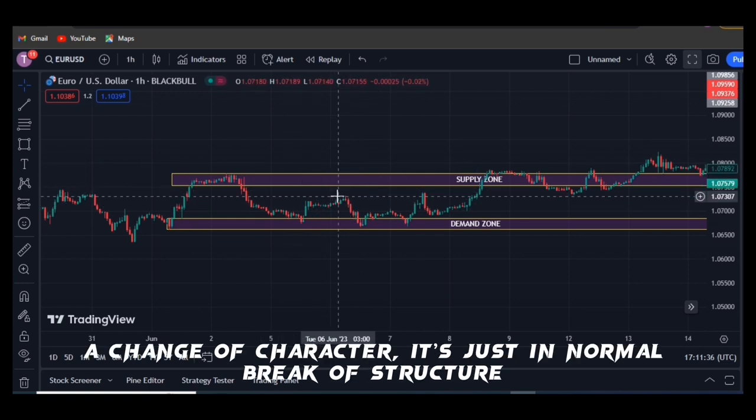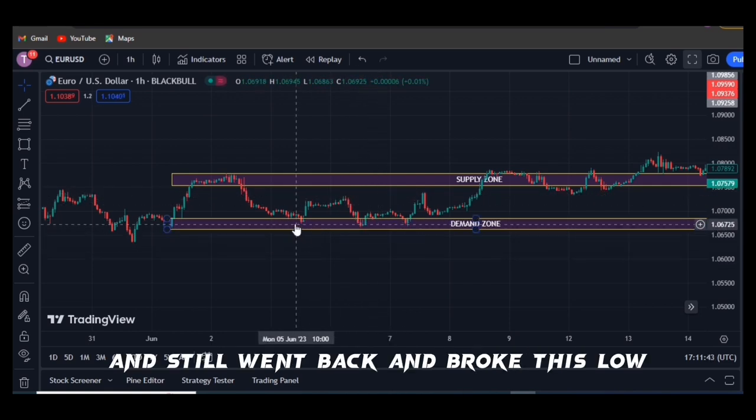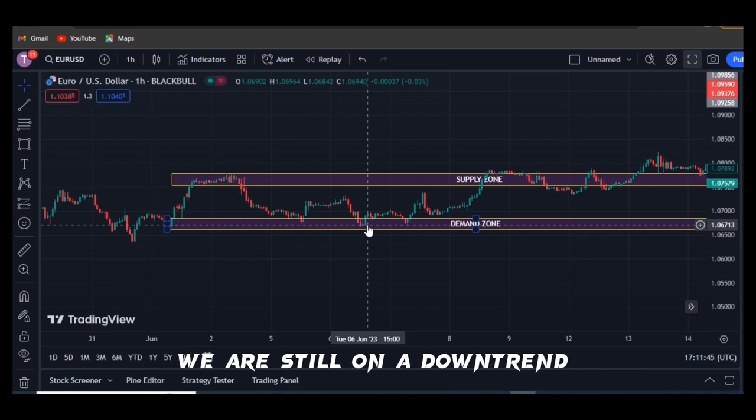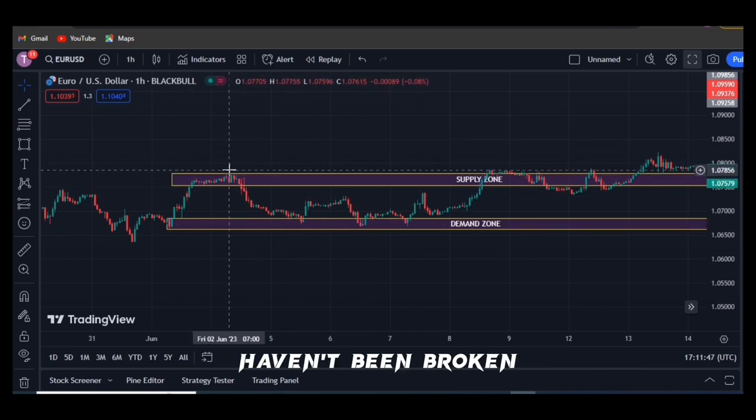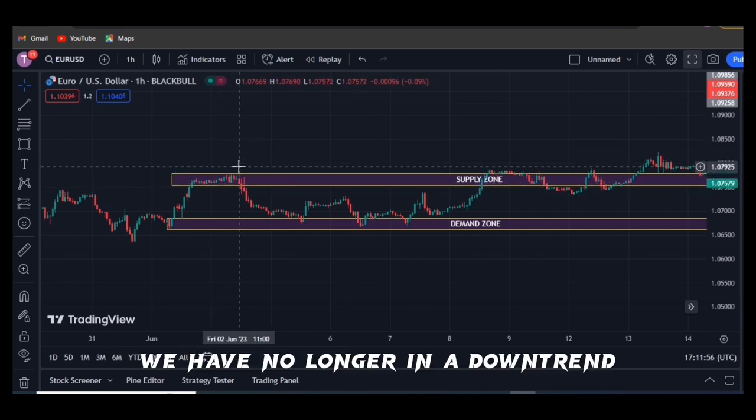You understand? If this was broken, it doesn't signify a change of character, just a normal break of structure. Understand? You can see it just broke the structure and still went back and broke the low. We are still on a downtrend because this high hasn't been broken. We are still on a downtrend until this high is broken, before we know that we're no longer in a downtrend.